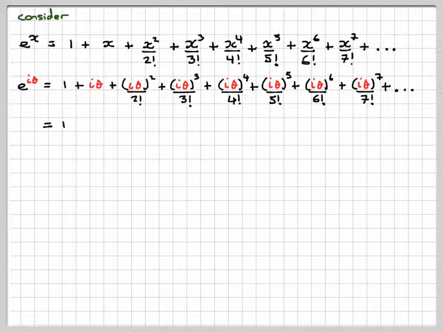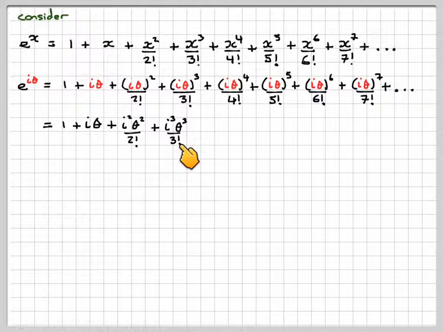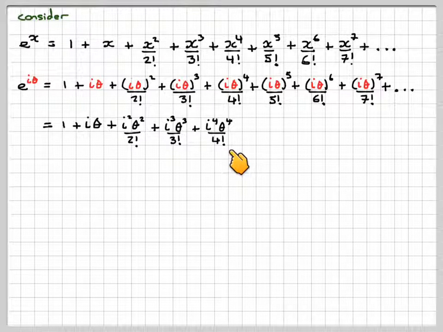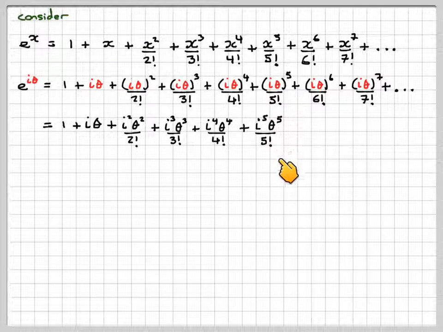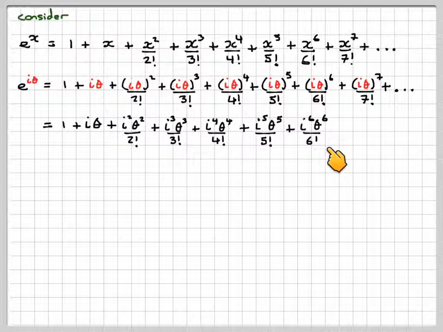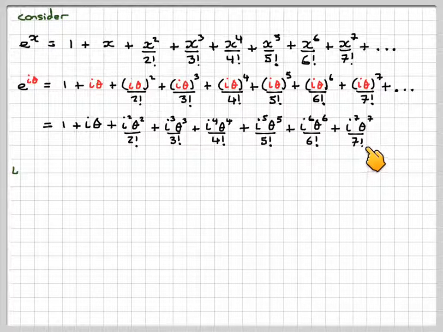Now, that's going to be 1 plus i theta plus i squared theta squared over 2 factorial plus i cubed theta cubed over 3 factorial, plus i to the 4 theta to the 4 over 4 factorial, plus i to the 5 theta to the power of 5 over 5 factorial, plus i to the 6 theta to the 6 over 6 factorial, plus i to the 7 theta to the 7 over 7 factorial.